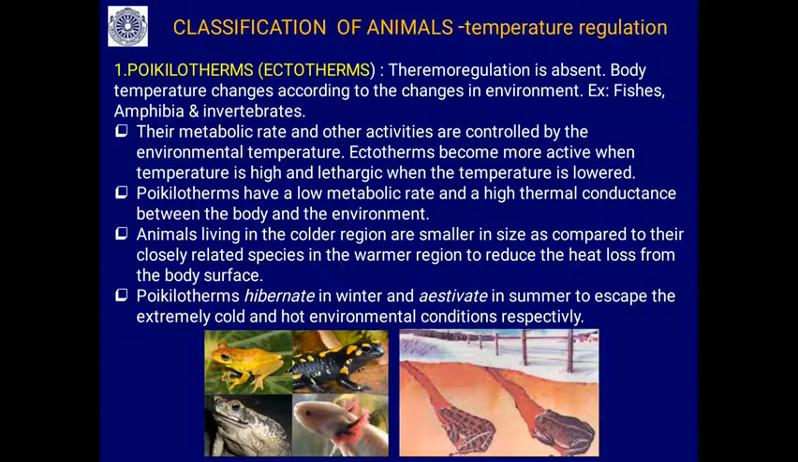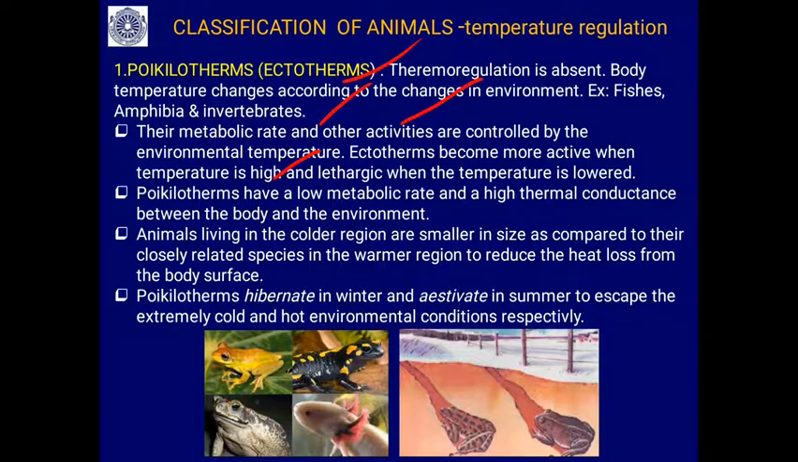So the animals are classified depending on the presence or absence of thermoregulation. If thermoregulation, or temperature regulation, is absent, then the animals are called ectotherms or poikilotherms. Body temperature changes according to the temperature change in the environment. Examples are fishes, amphibia and invertebrates.